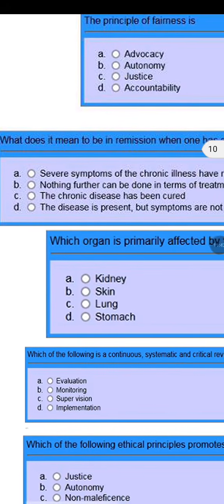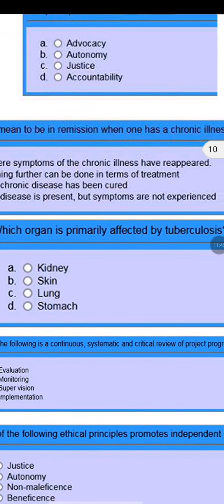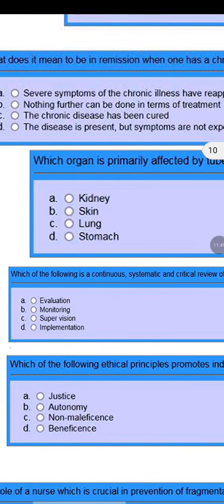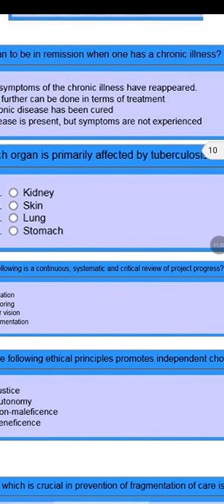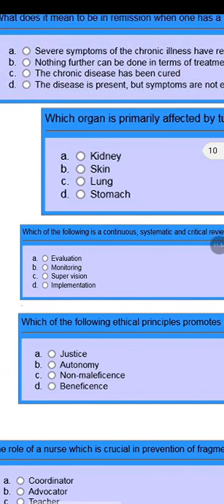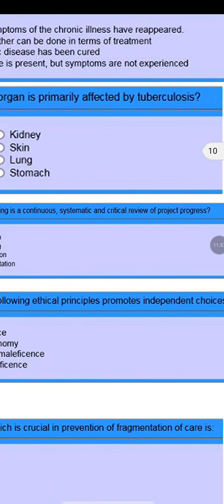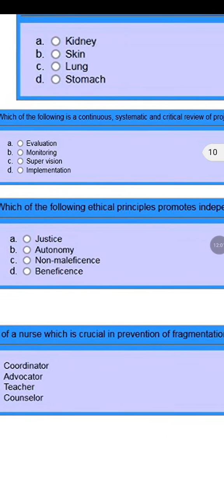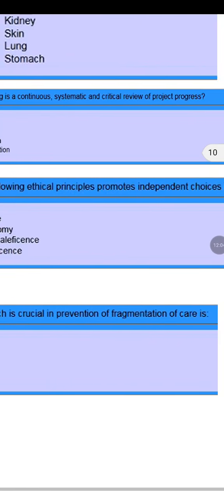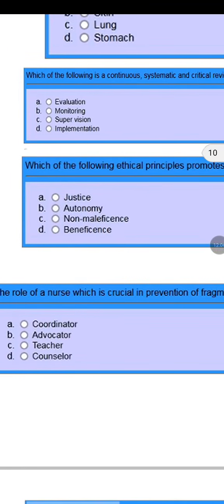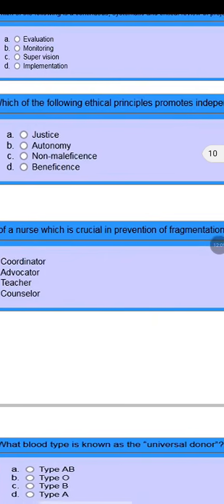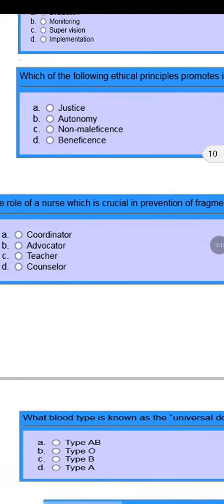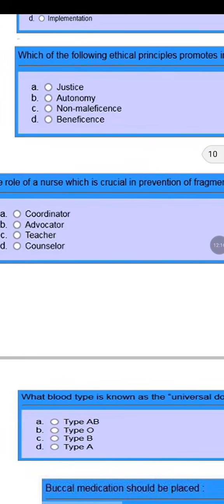What does it mean to be in remission with a chronic illness? The disease is present but the symptoms are not expressed. Which organ is primarily affected by tuberculosis? The lung. Which of the following is a continuous, systematic, critical review of a project or program? Monitoring. Which ethical principle promotes independence of choice of the client? Autonomy.